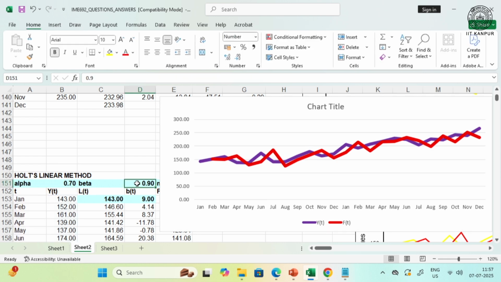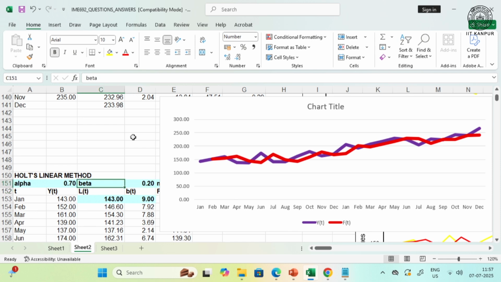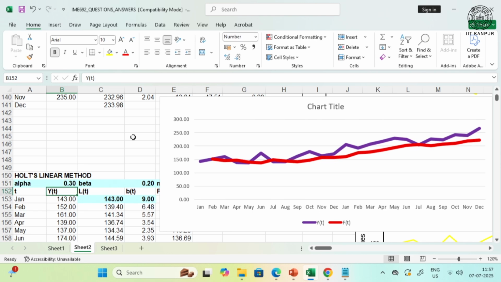So, let me change beta to 0.4. There you see the forecasted value. I am changing them, but at what value it will give me the optimum value, I have not come to that. So, let me change it to 0.2, the red one changes. Let me check alpha as 0.3, the red changes. So, if you see, for alpha decreasing, it more becomes a trend line as it should be.